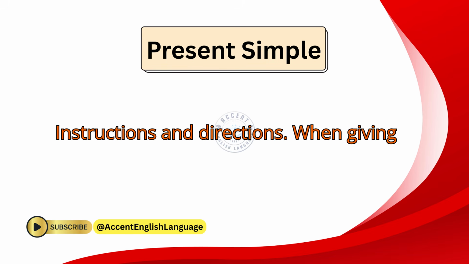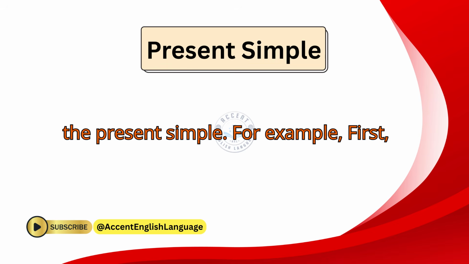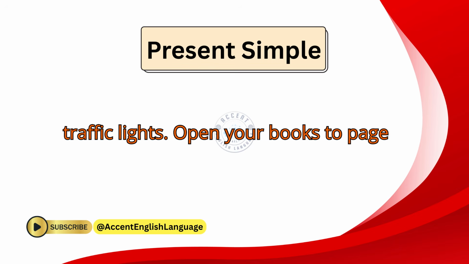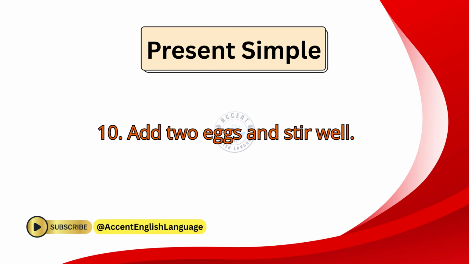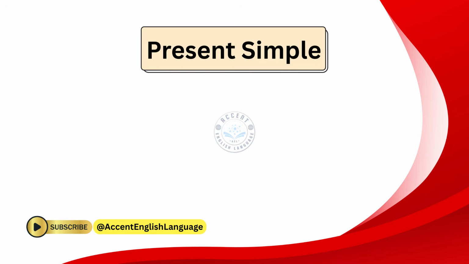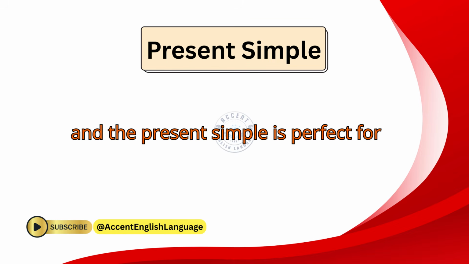Instructions and directions. When giving instructions or directions, we often use the present simple. For example, first, mix the flour and sugar. Turn left at the traffic lights. Open your books to page 10. Add 2 eggs and stir well. Take the second street on the right. These are all commands or instructions, and the present simple is perfect for them.